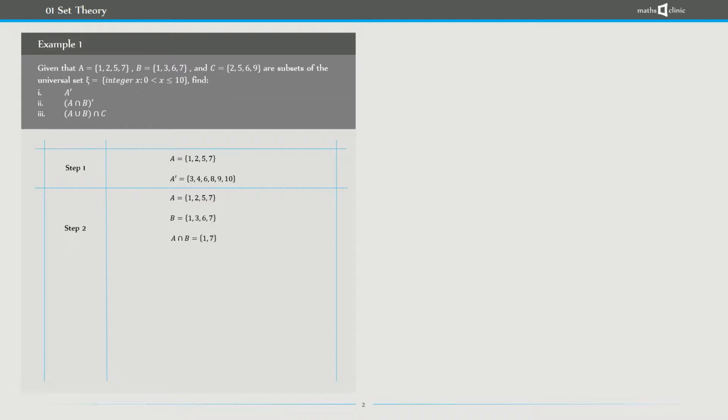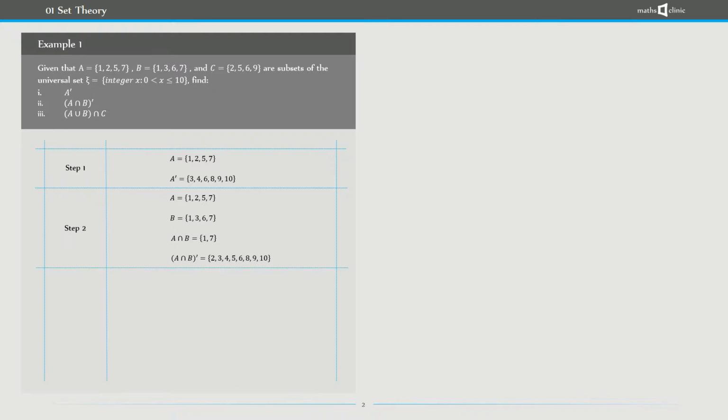Okay, that's A intersect B, we have 1 and 7. Basically, to find A intersect B prime, the complement of A intersect B, we look for elements that are not in A intersect B but are in the universal set, and we have 2, 3, 4, 5, 6, 7, 8, 9 and 10. So that is the complement of A intersect B.